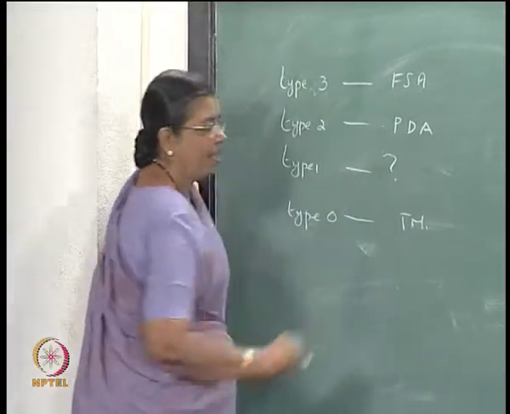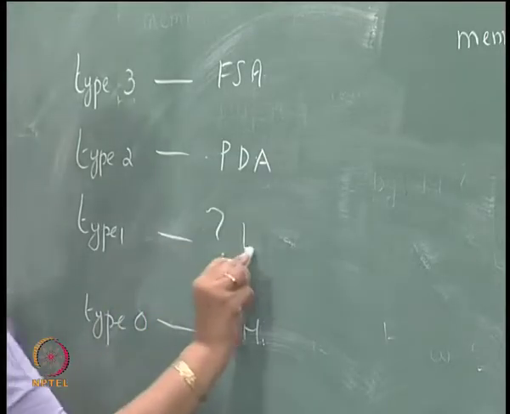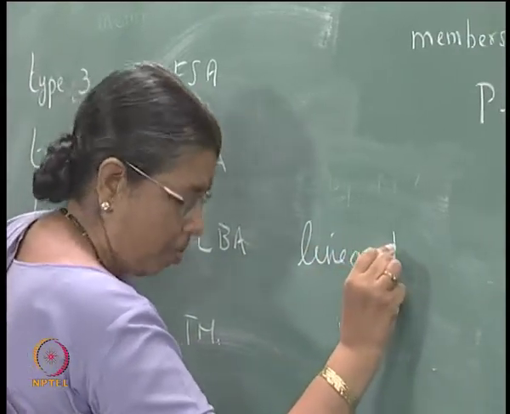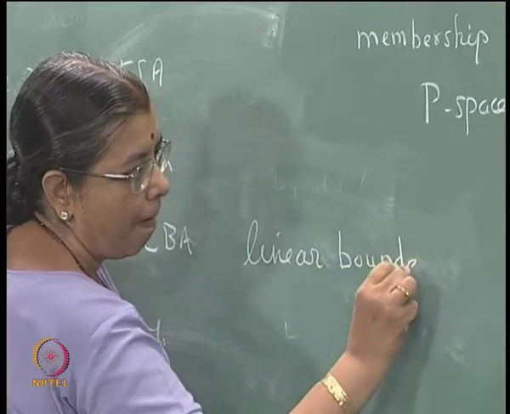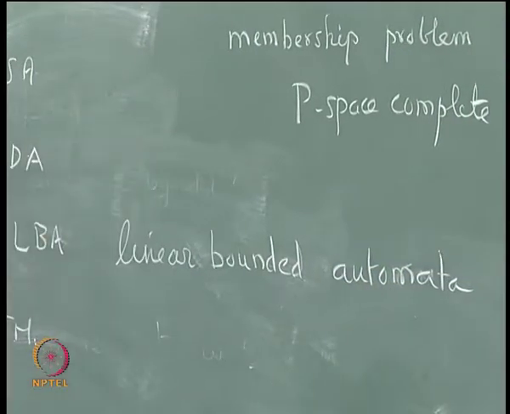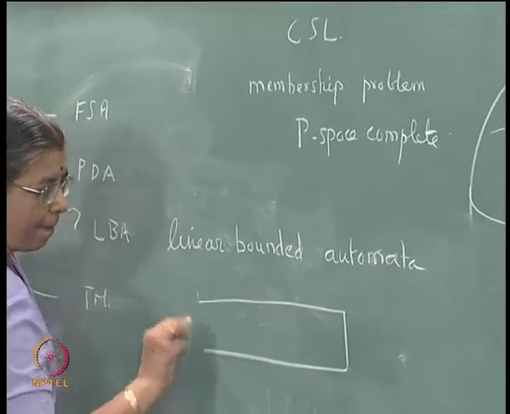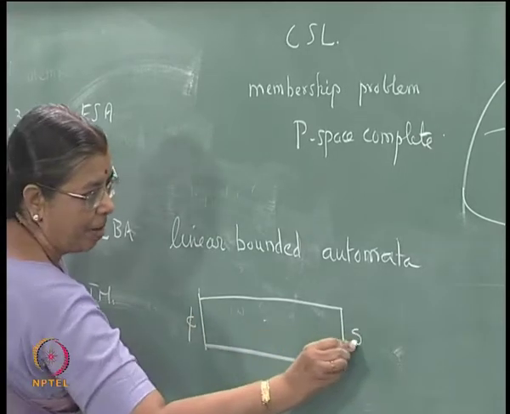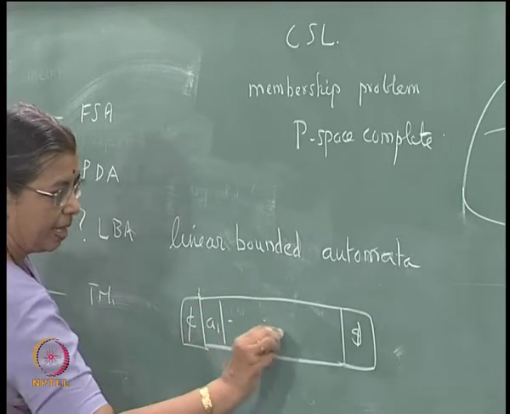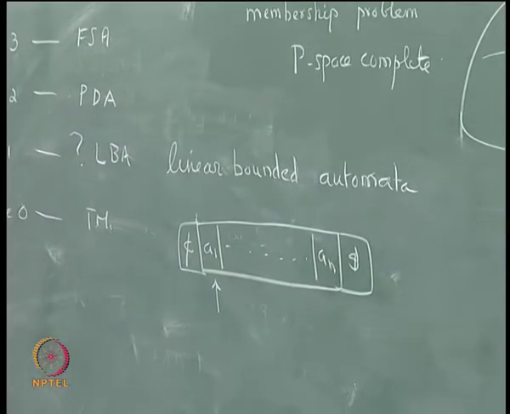What is the automaton for type 1 grammars? It is called LBA or linear bounded automata. What is a linear bounded automata? It has a tape which is linearly bounded with end markers. You have a tape, the input will be given on the tape, and the machine will start here in the initial state.